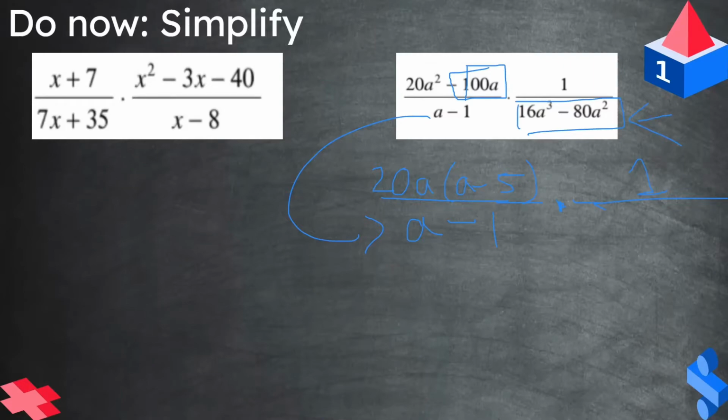But the problem is the second term. The second term is not a perfect square. Even though a squared is a perfect square, 80 is not a perfect square, right? So I cannot do difference of perfect squares. I also cannot do difference of perfect cubes, because 80 is not a perfect cube. You do not have a number that if you multiply it 3 times will give you 80. How do you double check that?